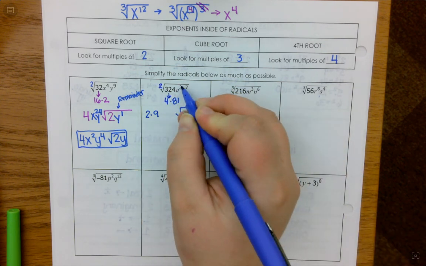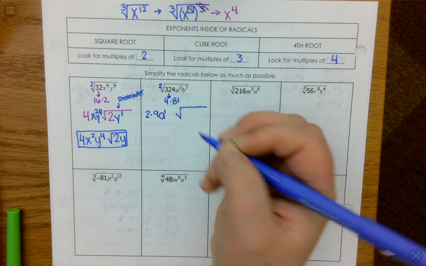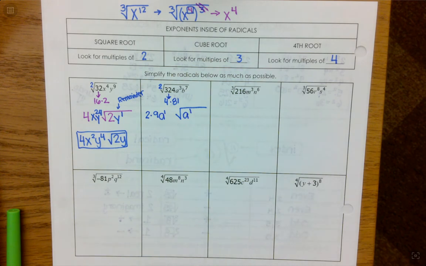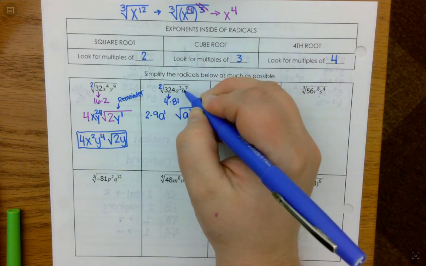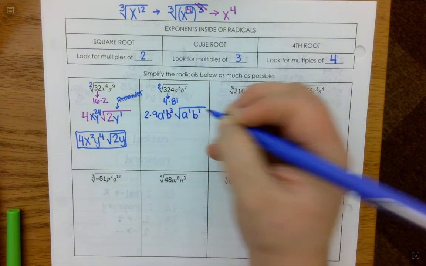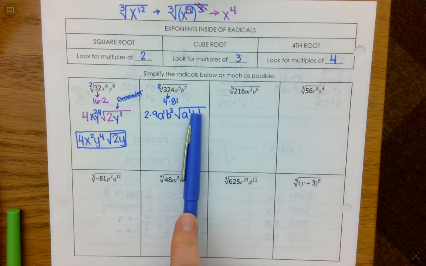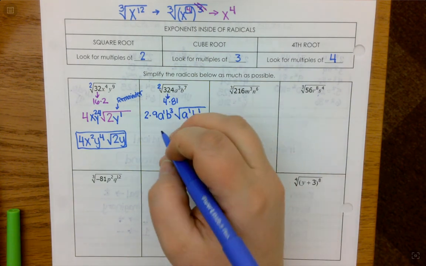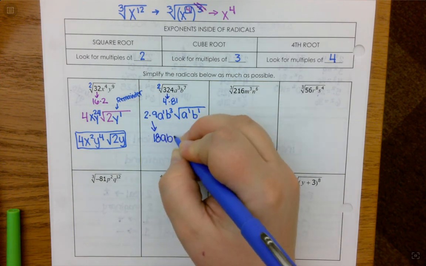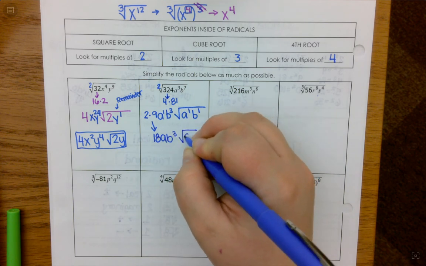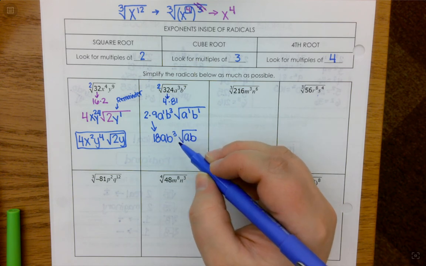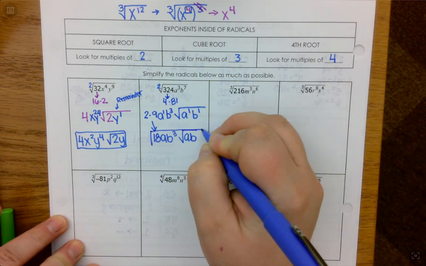Then 2 goes into 3 once, so a to the first comes outside, and it has a leftover of 1, so a to the first has to stay on the inside. 2 goes into 7 3 times, with a remainder of 1, so 1 has to stay inside. Again, these are your remainders. 2 times 9 is 18, a b to the 3rd, square root of a b. Be careful that you don't get this mushed together with your radical, because it's a square root, not a cube root. And sometimes you can make it look like one.